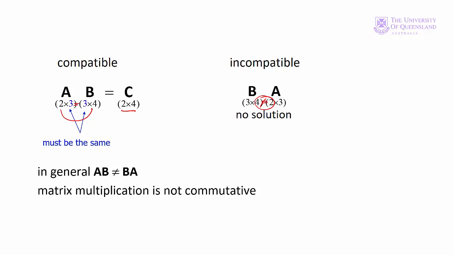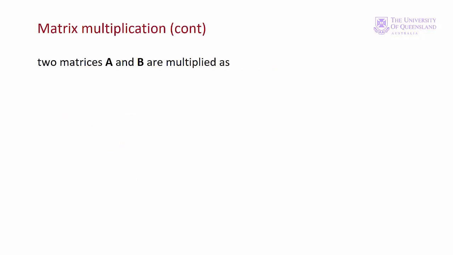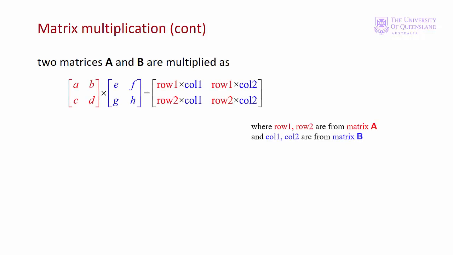So, having set out when matrix multiplication can take place, let's now see how it's done. We'll start with 2 by 2 matrices. When we're multiplying matrices together, we need to think about the rows in the first matrix and the columns in the second matrix. To get element 1,1 in the product, we multiply row 1 by column 1. To get element 1,2, we multiply row 1 by column 2, etc.